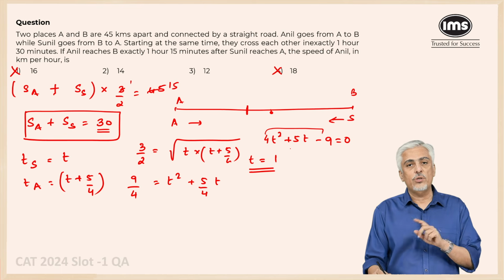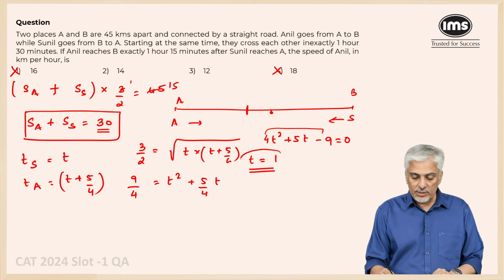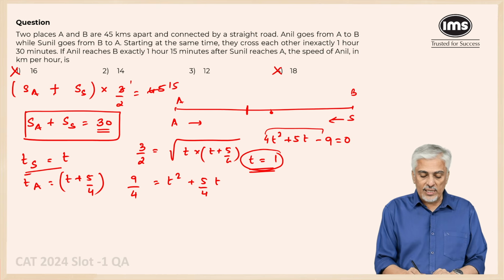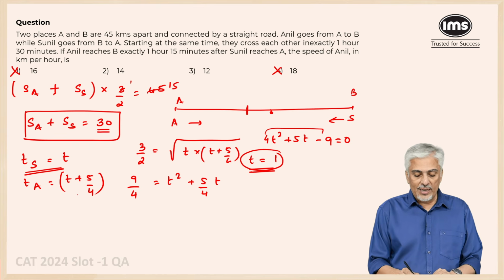So minus 4 by 4. One value of t is 1 and the other will be negative, which will be discarded. So this is the time taken by Sunil after crossing, which is 1. So time taken by Anil will be 1 plus 5 by 4. That will be 9 by 4.